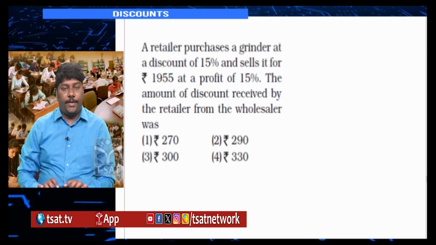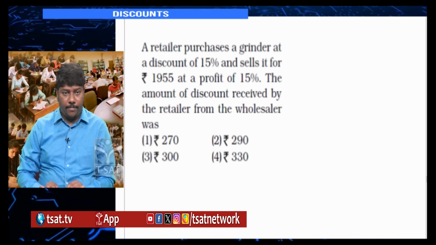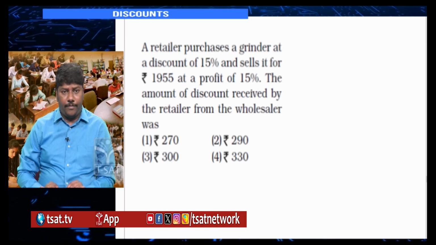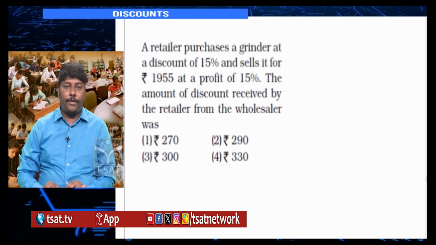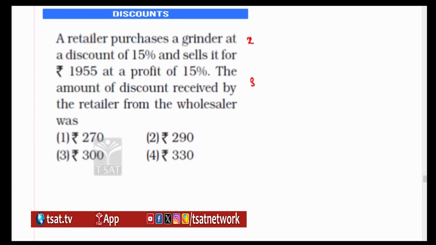See here, a retailer purchases a grinder at a discount of 15% and sells it for 1955 at a profit of 15%. If it is x, he is buying it for already 85% of x. Again he is increasing it by what? 15%. That is 115 by 100. And he is selling it for how much? 1955.